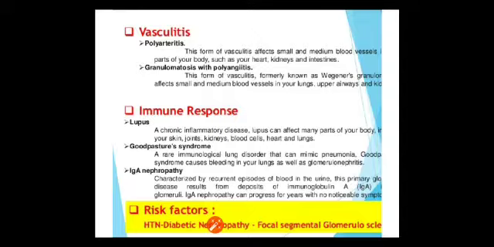Next one is immune response. So some autoimmune conditions like lupus erythematosus we can see, Goodpasture syndrome, IgA nephropathy. These are some autoimmune diseases that can also affect the function of the lungs and may cause damage to the lungs. Risk factors: if we see hypertensive cases, diabetic cases, these are more prone to this condition.